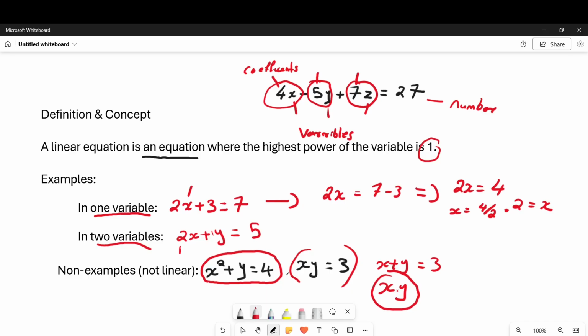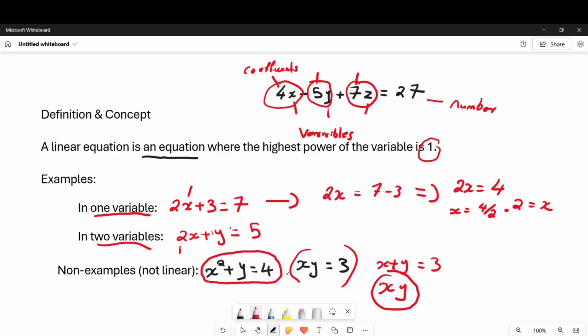as the sum of numbers, I mean coefficients, times the variable, added up to give a number. So this is the one: the sum of coefficients times variables gives a number. This kind of equation is called a linear equation. Okay, so I hope you have a basic idea about linear equations.